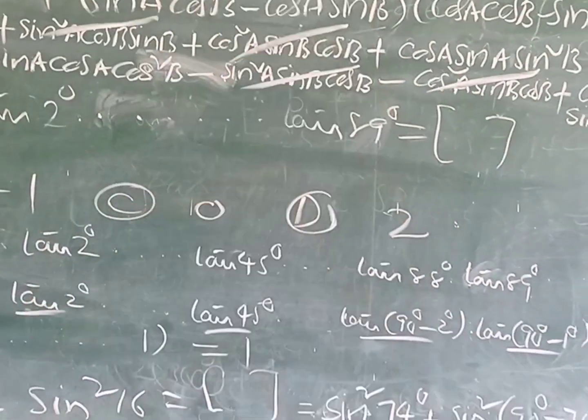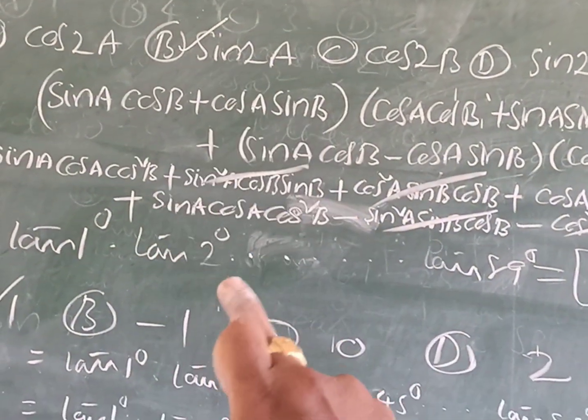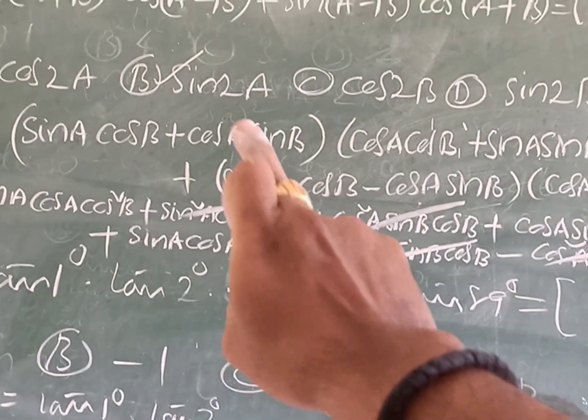So 2 sin A cos A. 2 sin A cos A is equal to sin 2A. Therefore the option is B.